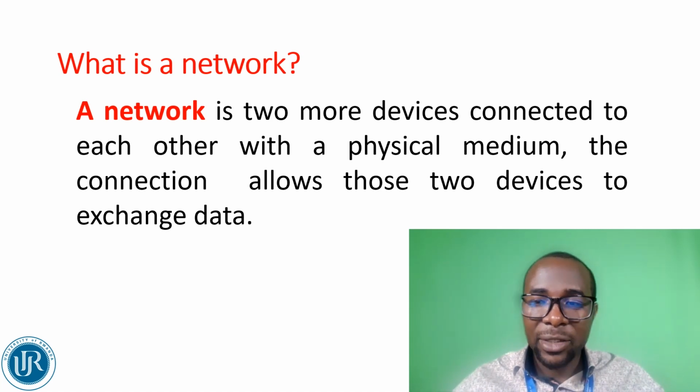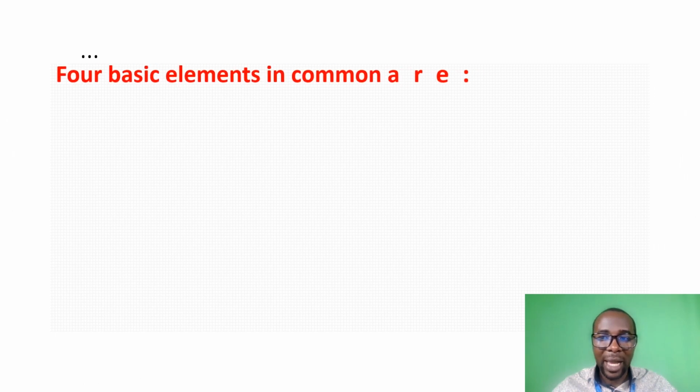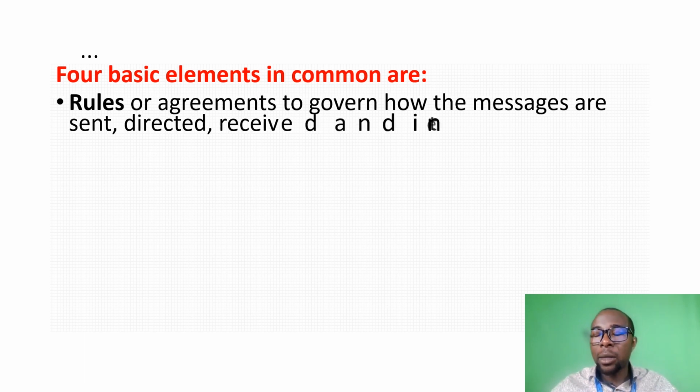Today we are going to discuss all about the elements of the computer network. Simply, we have 4 basic elements we have to know before going far in this module. These four elements are the following. The first one is rule. What is the rule? The rules are the agreement that will govern how messages are sent, directed and received at the receiver side.